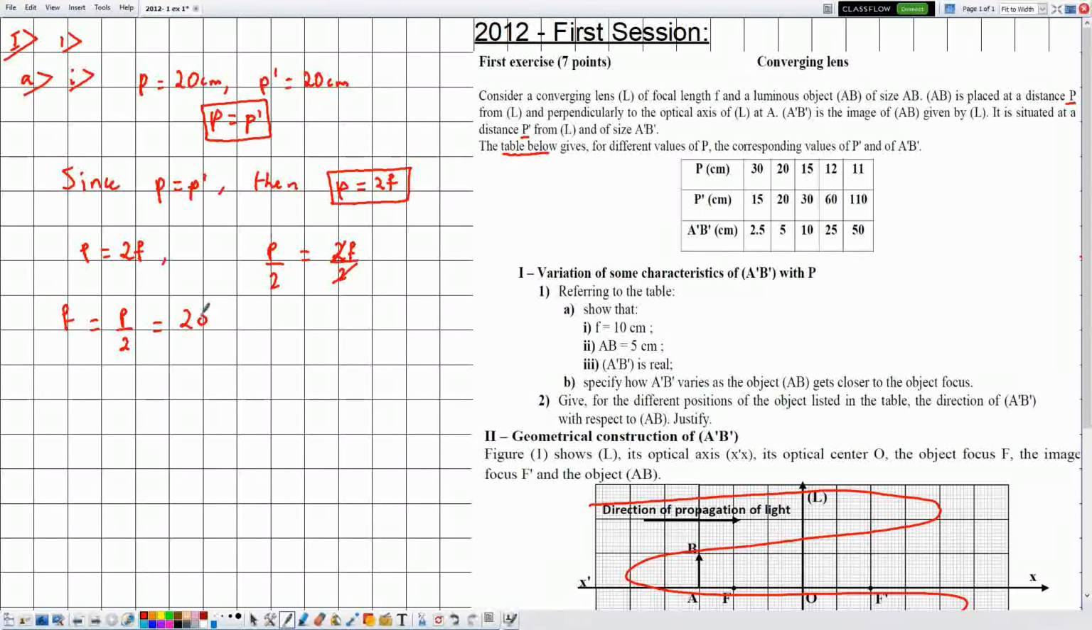P is equal to 20 divided by 2, and this will give me 10. Since P is in centimeter, then the value of f will be in centimeter. Always in physics, all quantities must have a unit. Therefore, f is equal to 10 centimeter. Also, it's a good habit to write our final answer in a box to make the task easier for the corrector to notice our correct answer.